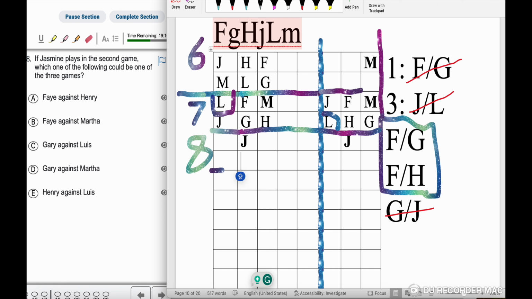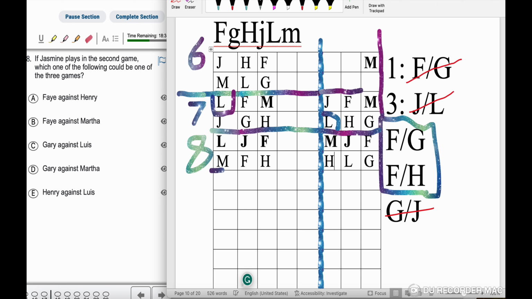Question 8. If Jasmine plays the second game, which one of the following could be the 3 games? So with that being said, F is not allowed to be going in the first spot. So I'm going to put F here. Then I'm going to put F here. Keep in mind that J and L are not going to be going in the third spot. So I'm going to go ahead and put L here. And then for F and G, F either has to play G or H. So G can be in this position. And then I'm going to go ahead and put F here. H could be here. J or L has to be in one. And then M is going to be in the first one. And then I'm going to have M here with the last letter H here.